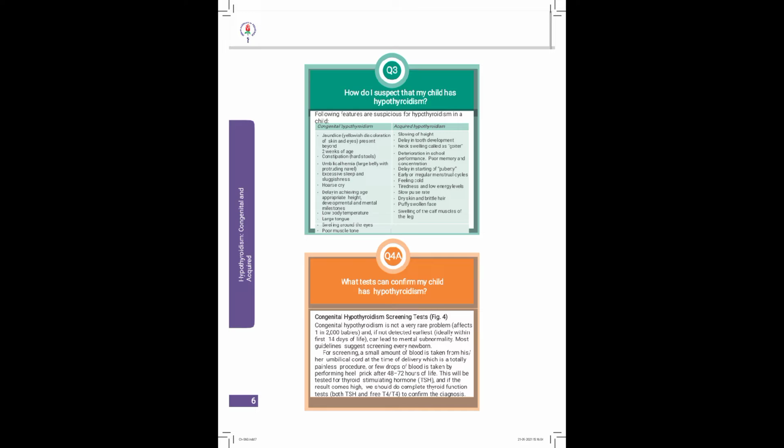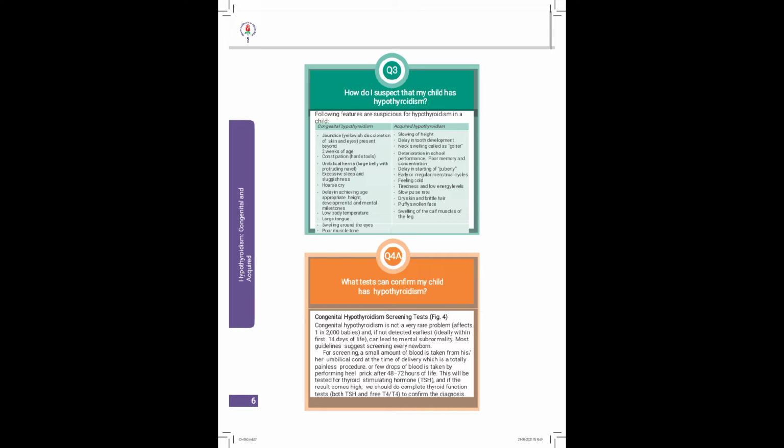Whereas for acquired hypothyroidism, similar features can be slowing of height gain, delay in tooth development, neck swelling or goiter development, deterioration in school performance, poor memory or concentration, delay in the start of puberty, early or irregular menstrual cycles, feeling cold, tiredness and low energy level, slow pulse rate or bradycardia, dry skin and brittle hair, a puffy swollen face, and swelling of the calf muscles of the leg.